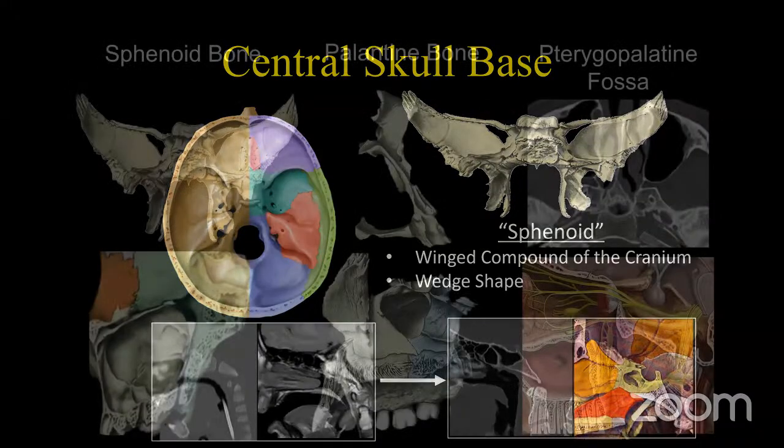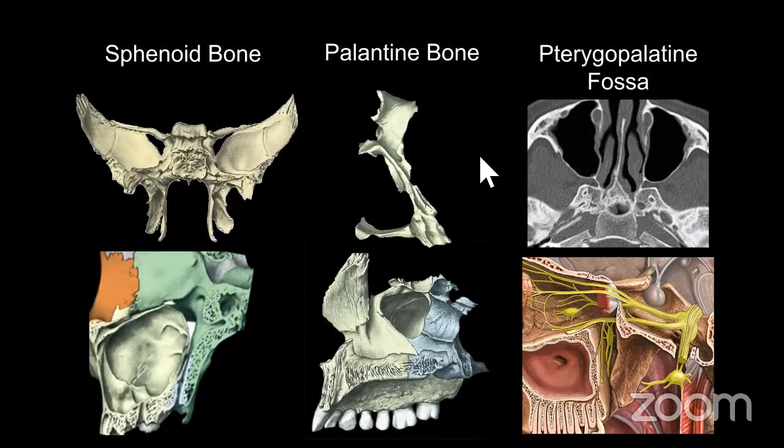So when we talk about the central skull base, just realize that we talked about the sphenoid bone, and the next bone that we'll talk about is this bone right here. And this bone is sometimes forgotten. This is an L-shaped bone that's known as the palatine bone. The palatine bone actually has a vertical component, and then it has a flat component.